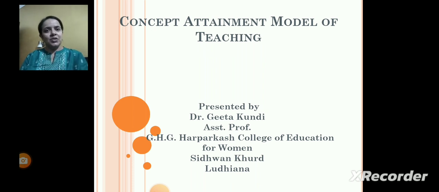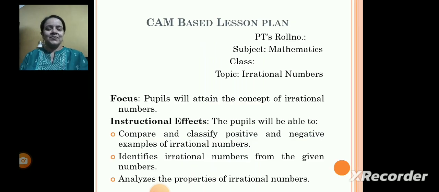So today we are going to learn how to prepare a lesson plan based on the concept attainment model of teaching. So let us start now. In this lesson plan, first of all, we'll give the usual information that we give in a macro lesson plan or ICT-based lesson plan, like PT's roll number, subject, class, topic, etc. So today's topic is irrational numbers.